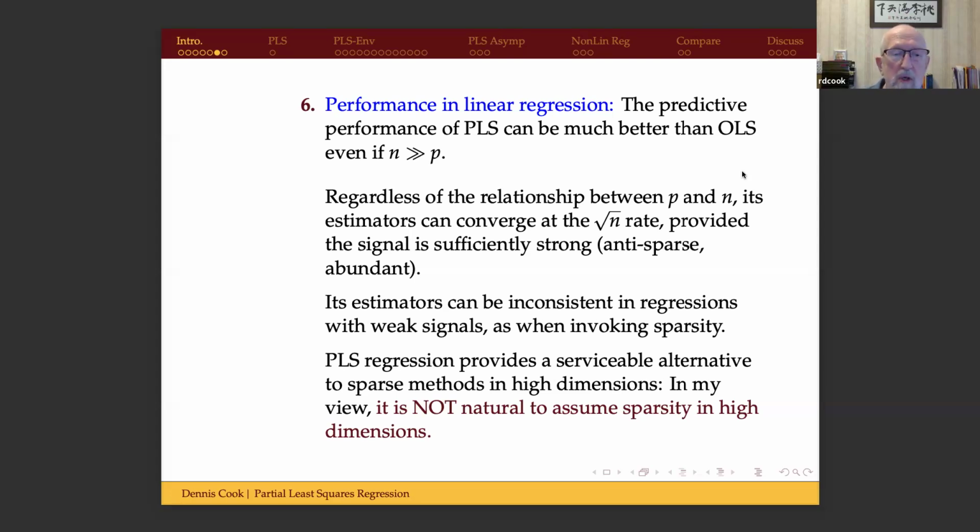So this gives an alternative to assuming sparsity. You don't have to assume sparsity. You can rely on abundance or something between abundance and sparsity, and there PLS should work really well.